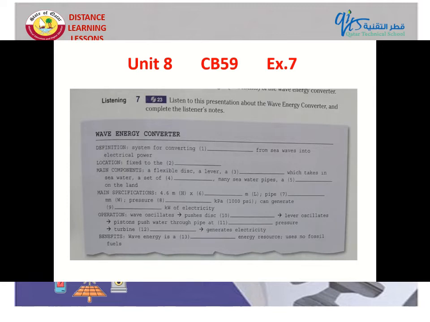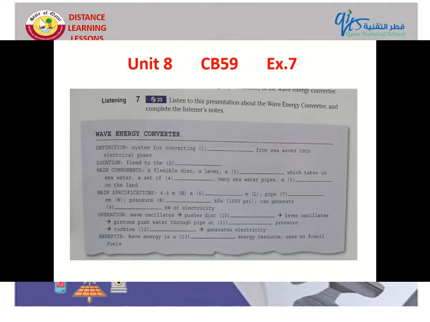Good morning, everyone. Today I'm going to talk about the wave energy converter. You're probably wondering what a wave energy converter is. So let's have a simple definition to start with. Very simply, a wave energy converter is a system which converts the energy from sea waves into electrical power.